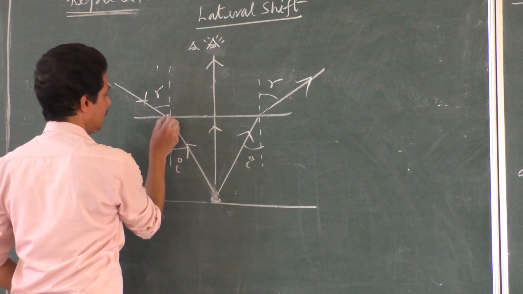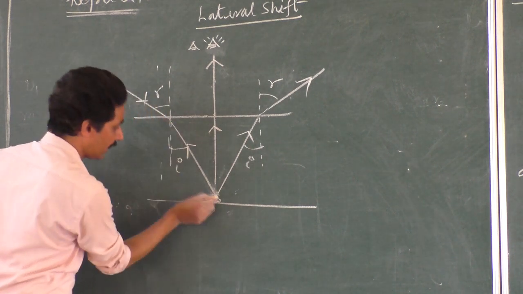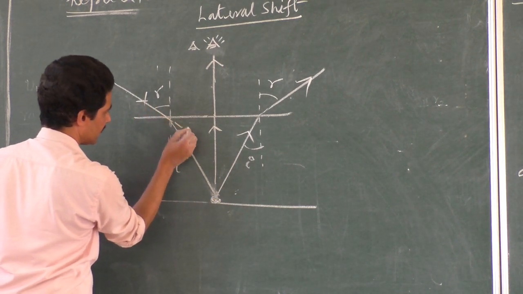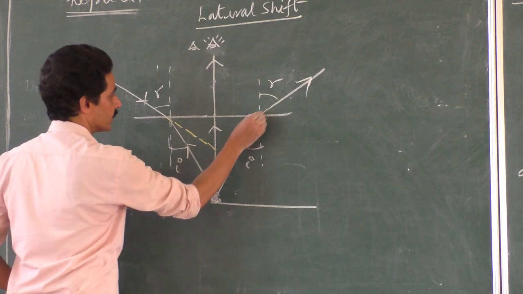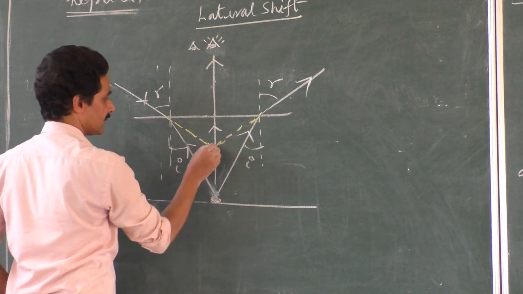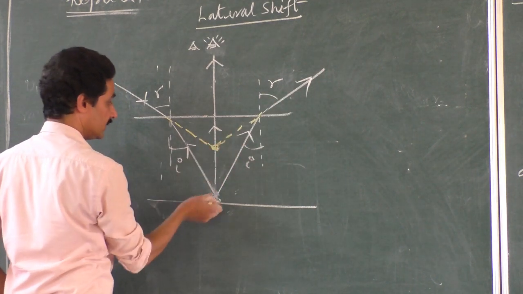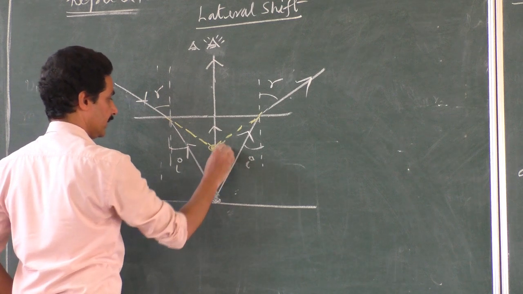This observer feels that these rays are not coming from this point; these rays are coming straight like this from this point. So he feels that these rays are diverging from this point. So this should be the coin according to the observer.